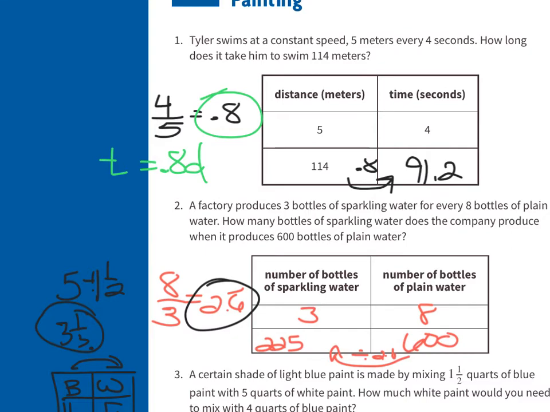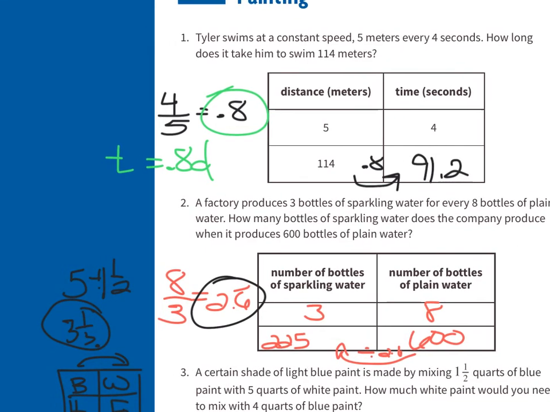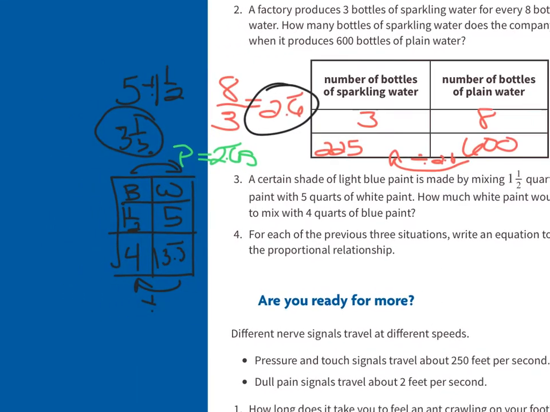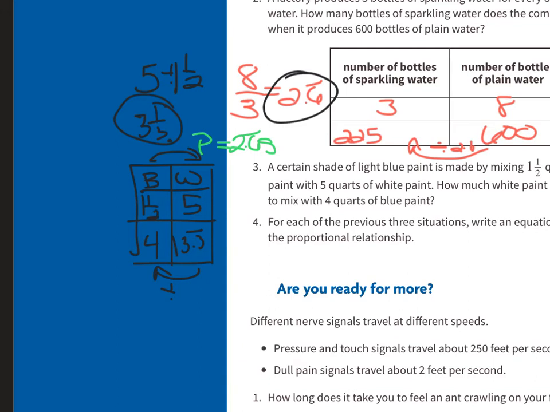All right? Here, let's move it up here. So my constant of proportionality, 2.666666 times the first column, we'll go S for sparkling water equals P for plain water. And the last one, let's move it over so we can actually see the constant of proportionality. 3 1/3, so 3 1/3 times the first column, blue paint, equals the second column, white paint. Okay, so there's your 3 equations. Constant of proportionality times the first column equals the second column.